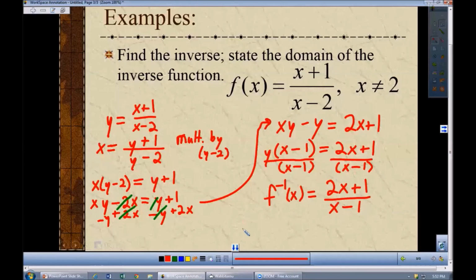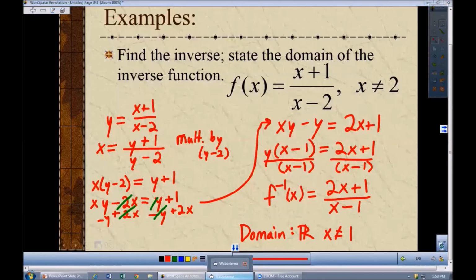Now, the domain of f inverse, notice that the domain of this function is all real numbers except x equals 1. I do not want x to equal 1. If I put a 1 into this function, I get 0 in the denominator. So it means I could trace any output of f of x back to its input except if the output is 1. Well, that seems strange. Why should I be able to trace every other output back to its input, but not the output 1?